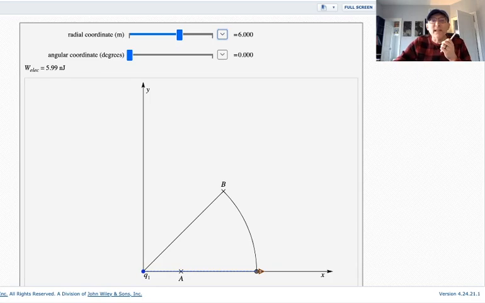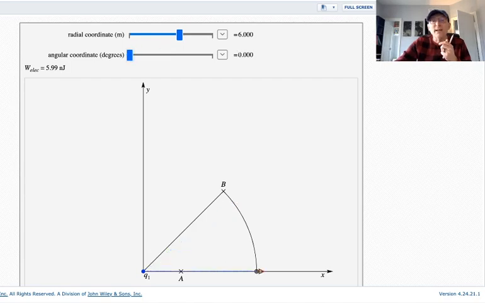Now I'm going to increase the angle by 45 degrees. See how I'm going along there? Look at the W electric. See it up there? Basically 6 nanojoules. Notice what's happening to that as I go along the arc. Nothing. The work, nothing is happening. No work is done as I move my particle 2 along this circular arc.